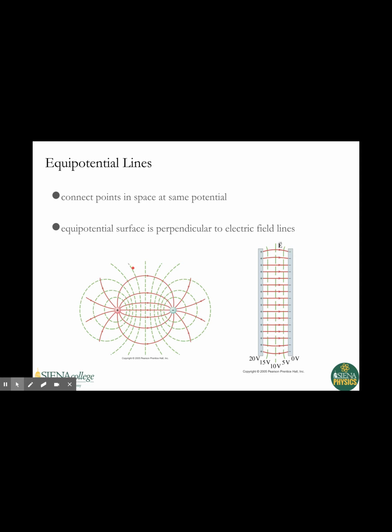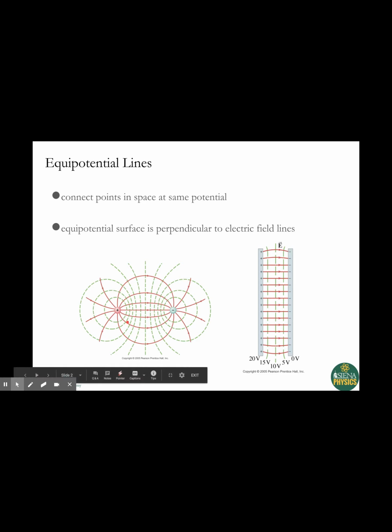And notice too that here we also have drawn electric field lines. My electric field lines are pointing from positive to negative, right? In the middle, they point straight from positive to negative. These electric field lines are showing you the direction of the electric field in space. And notice that the equipotential lines, the green lines, are perpendicular to the electric field lines.